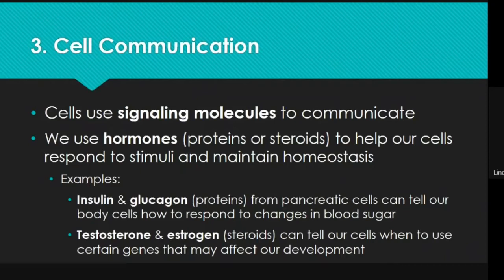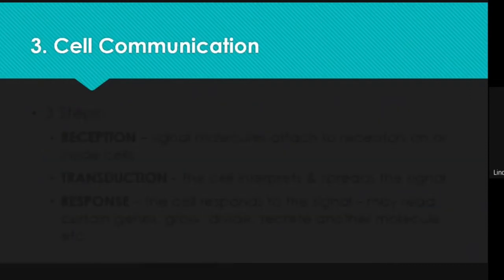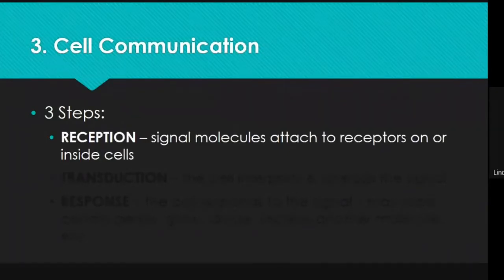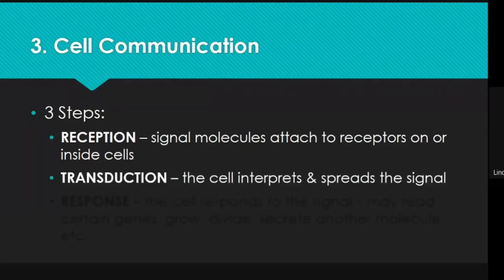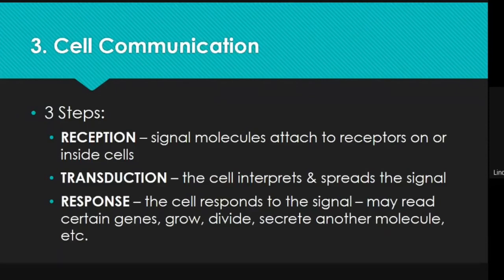So in human bodies, testosterone and estrogen are able to affect the way that our genes are read, and that can in turn affect our development and a lot of other things. So cell communication has three basic steps. Reception, when a signal molecule attaches to a receptor on or inside our cells. Transduction, when the cell interprets and spreads that signal. And then response, whatever the desired outcome is. So that could be something like reading genes, growing, dividing, secreting other molecules, whatever it is.